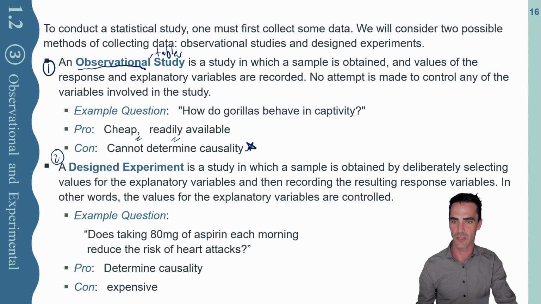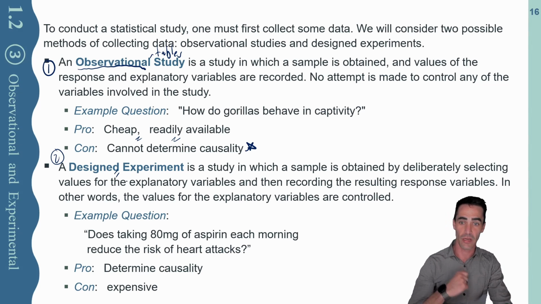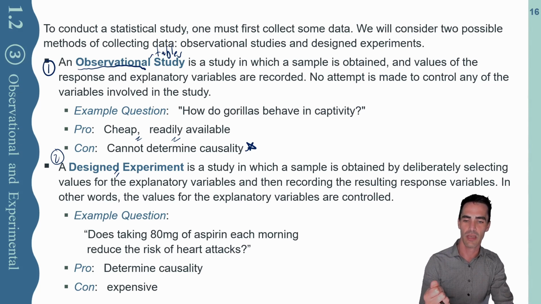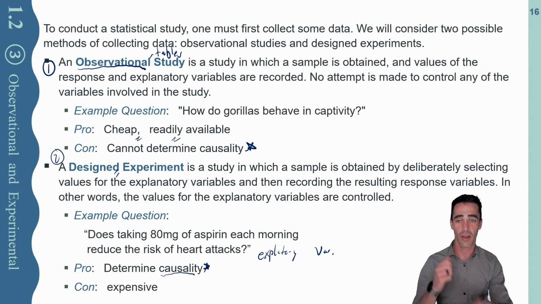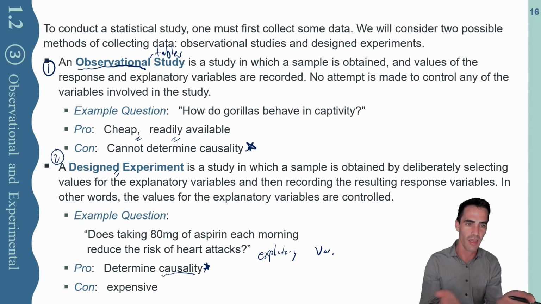And that's where designed experiment comes in. This is where we're designing and we're influencing a situation. So again, big pro, and this is the real differentiator. Designed experiments are going to determine causality because you're in control of that explanatory variable. You are actually going to give that explanatory variable and see how it affects the response variable.